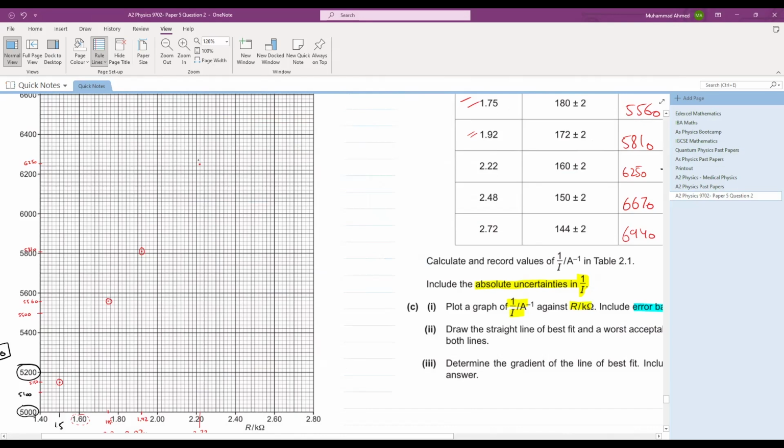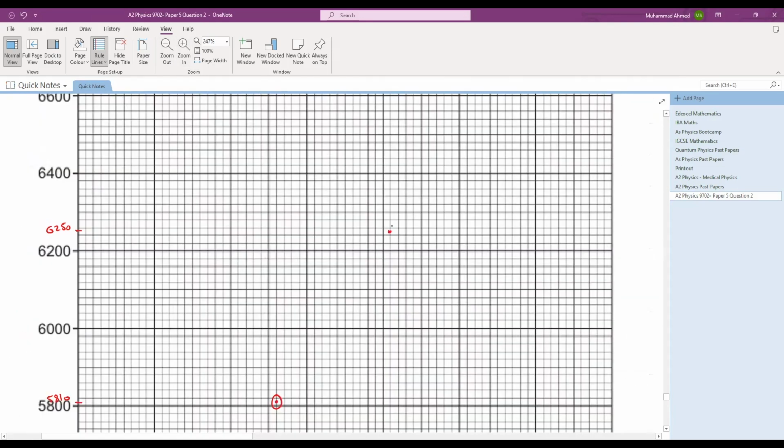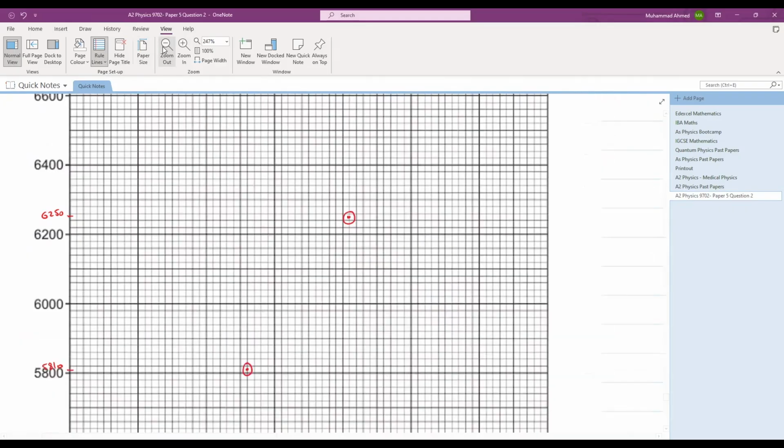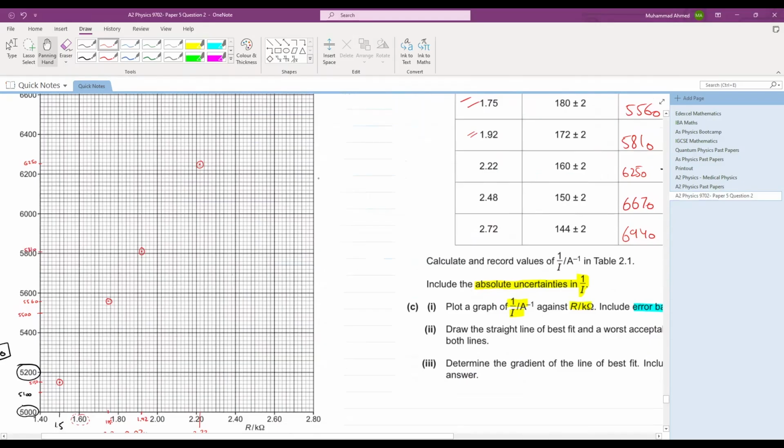Yeah, I guess I'm correct. Yeah, this will be your point. Let's zoom in and make a circle here. Perfect. Let's move on to the fifth point.